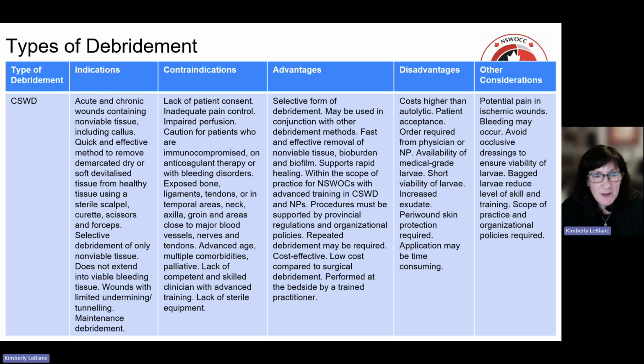Now, conservative sharp wound debridement, this is what many nurses do with added skills and training. We know that it's fast and effective removal of non-viable tissue, bioburden and biofilm. So it helps support rapid healing. But we need to remember that you need to have additional training. You need to have the knowledge, skill, and judgment in order to do conservative sharp wound debridement.